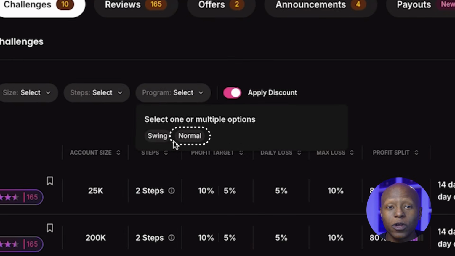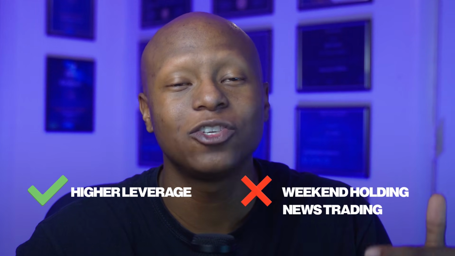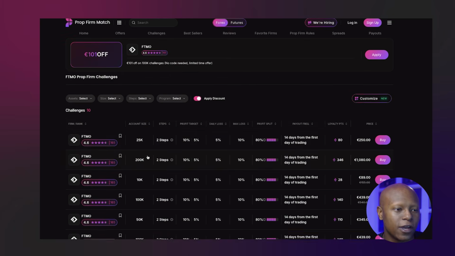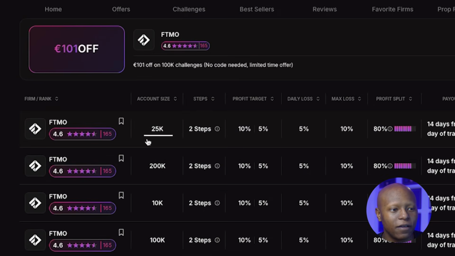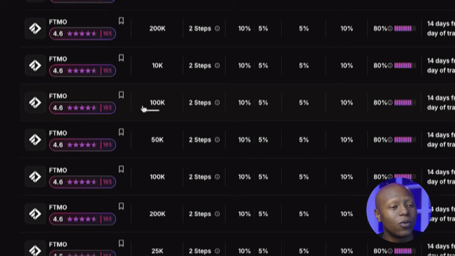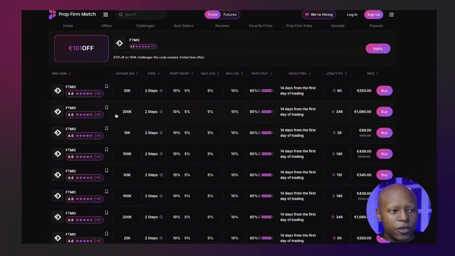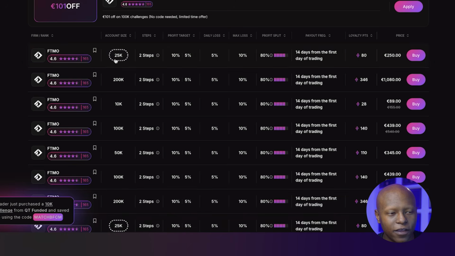Now for the normal account, you'll have higher leverage, but you can't hold over the weekend and you can't trade high volume news events. Now in terms of their challenge accounts, if you scroll down here, you can see that you can get an account from any size, from a 10K, a 25K, they have the 50K, the 100K, and the 200K. But if you've been paying close attention here, you can see that there are two different 25K accounts here. So there's a 25K account up here and a 25K account up here.